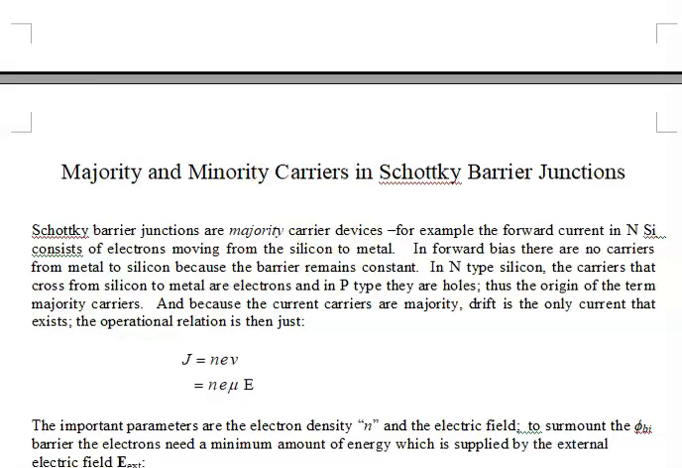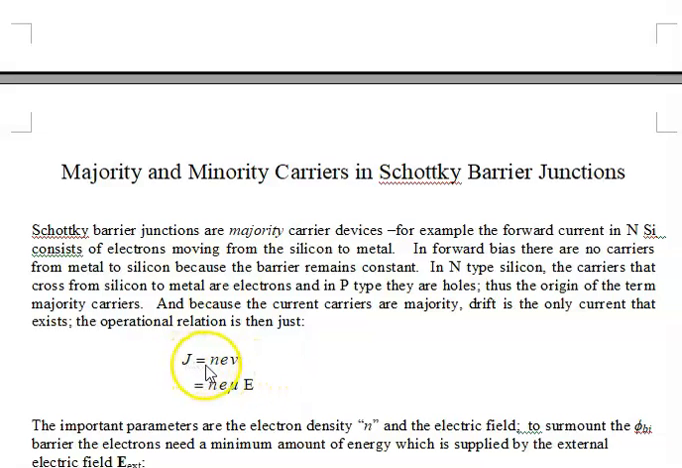So now I want to say a word about majority and minority carriers in PN junctions and Schottky barriers. Schottky barriers are majority devices, and the reason is, for example, in an N-type silicon rectifying Schottky barrier, the charges that move are electrons. Electrons are majority carriers in N-type silicon. So we have drift current rather than diffusion current, and the operative expression is the one we developed way back in, I think, the first or second session.